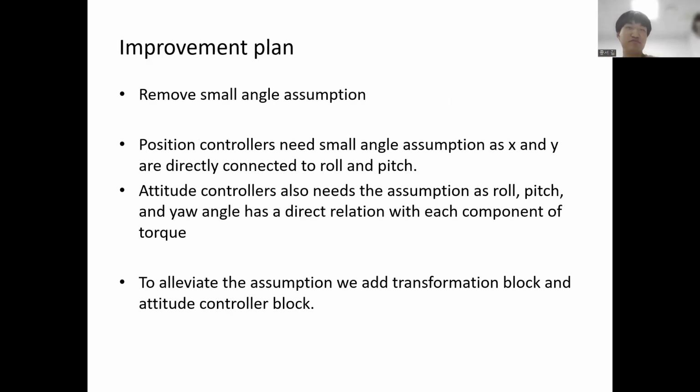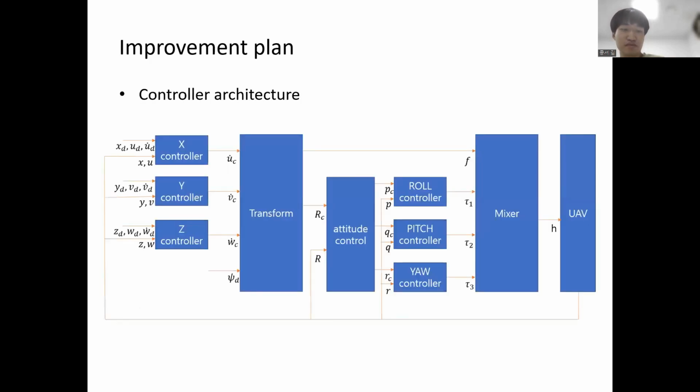Our plan is to remove the small angle assumption in the paper we chose. In the paper, the position controller needs the small angle assumption as X and Y are directly connected to roll and pitch. The attitude controller also needs the assumption that roll, pitch and yaw angles have a direct relation with each component of torque. To eliminate the assumption, we add two additional blocks to the original controller, which are the transformation block and the attitude controller block. This is the overall architecture of the proposed controller.